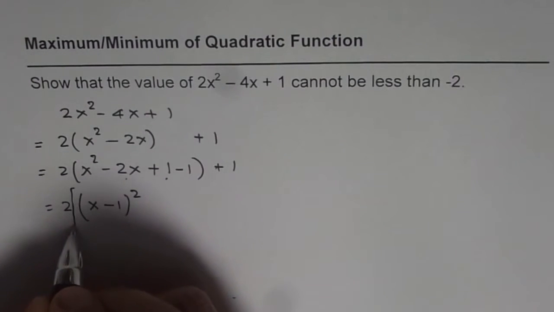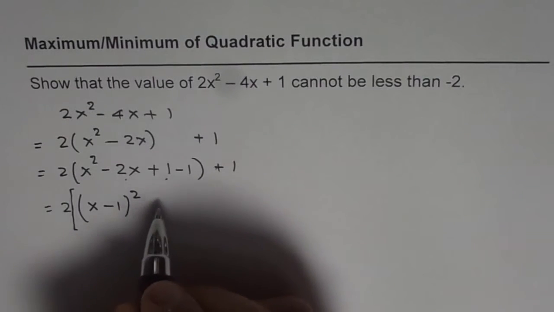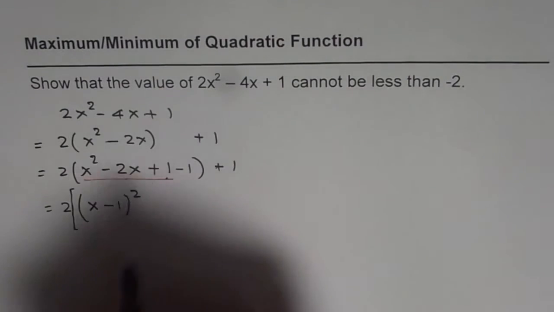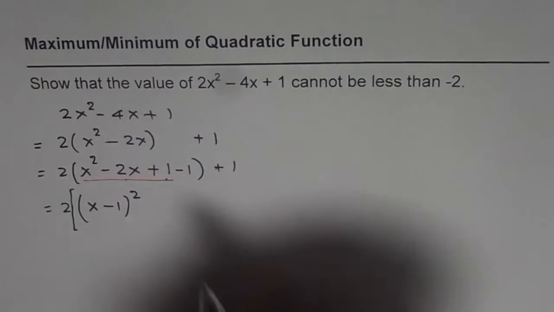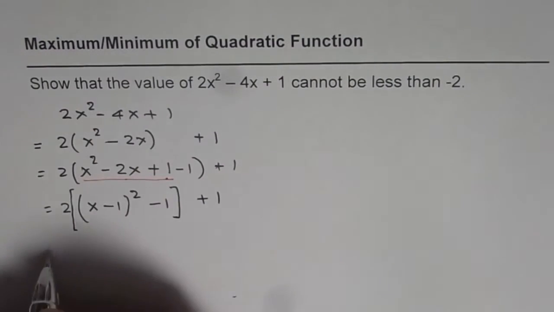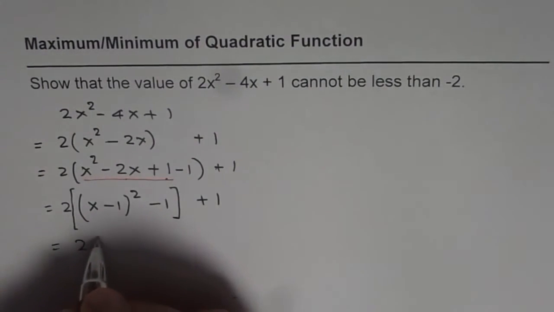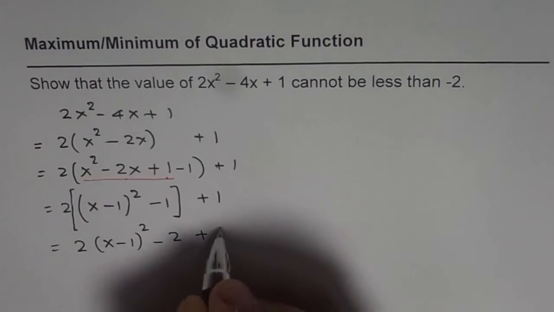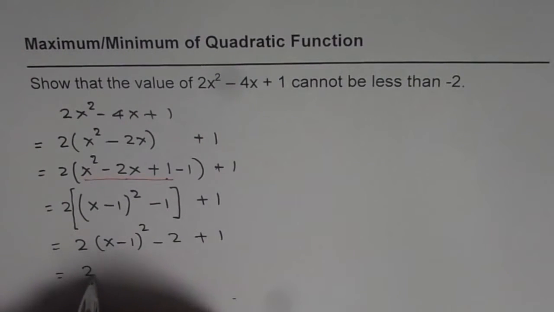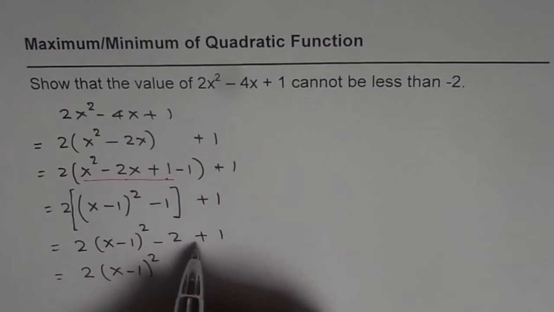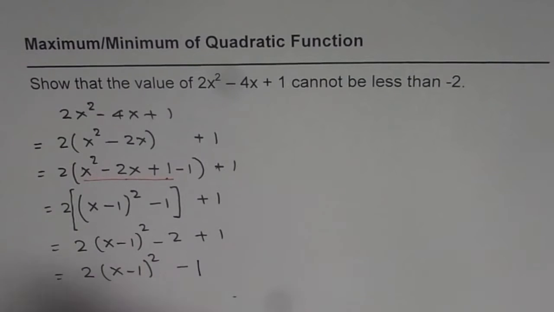Let me put a square bracket at this stage. I should have done it before also. So we have already utilized the 3 terms, that is x minus 1 whole square. Then we have minus 1 here, plus 1. And let's expand it. So we get 2 times x minus 1 whole square minus 2 plus 1, and that gives us 2 times x minus 1 whole square minus 2 plus 1 is minus 1.